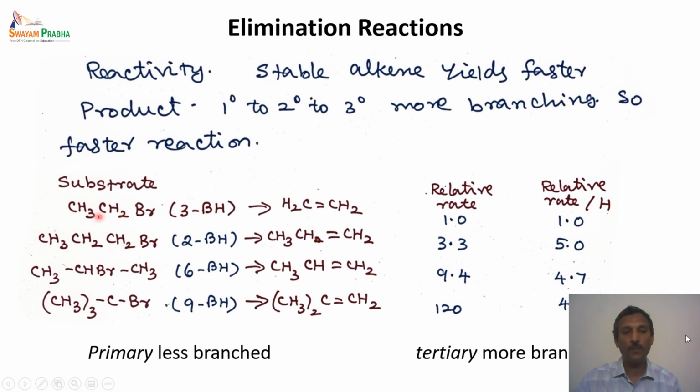So here we have a primary alkyl bromide. Here also we have a primary alkyl bromide. This is ethyl bromide, this is propyl bromide. Here we have the secondary one, here we have the tertiary one. So we have different types of alkyl halides.